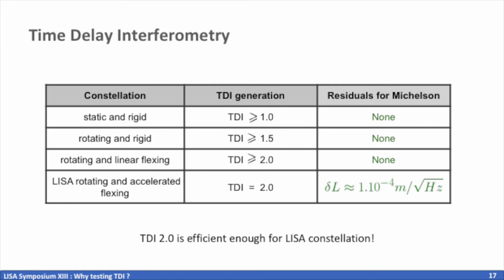Each version of TDI differs in the properties of the delay operators. For a realistic LISA constellation with rotation and nonlinear flexing, the remaining uncertainty of arm length is estimated to be 10^-4 meter per square root hertz, which is negligible. Then we can say that TDI 2.0 is efficient enough for the LISA constellation.